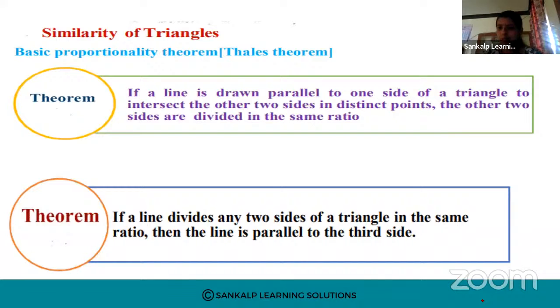Similarity of a triangle. When we come to similarity of a triangle, one of the great mathematicians, his name is Thales, proved one theorem on the basis of similarity of triangles. That theorem we call the basic proportionality theorem, or generally Thales theorem. This is very, very, very important as far as your examination is concerned.